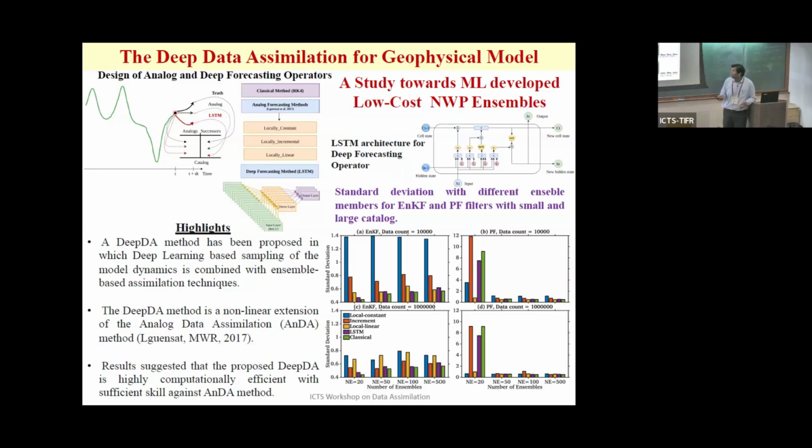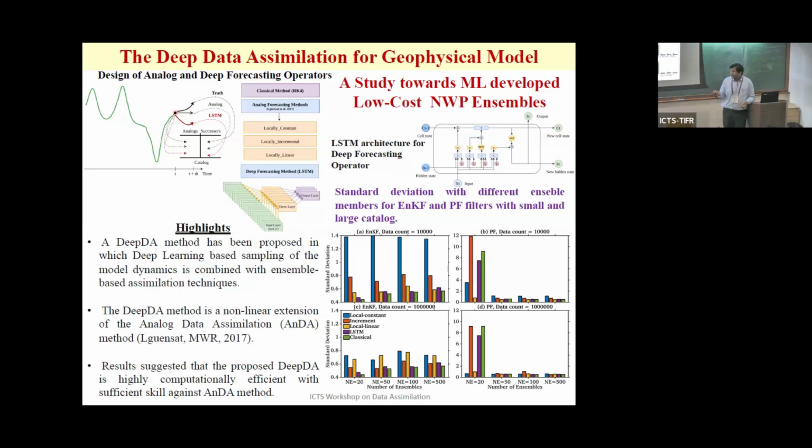We also tried the same framework with two different filters, the ensemble Kalman filter and the particle filter, for two different catalogs. One is a small catalog of 10,000 members, another is a slightly larger catalog. Then we tried to find out whether, in place of using the full model, we are able to use the machine learning based model.